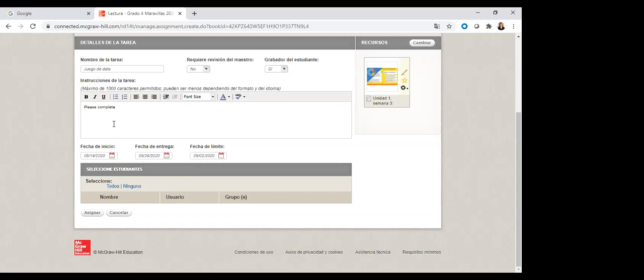Right? When do I want the students to access it? When are they not going to have access to it? And then all of your students will be listed here. You can assign it to all, to some, or by level. Obviously, I'm not going to be able to do it. It's going to give me an error message there because I don't have any students to assign it to.